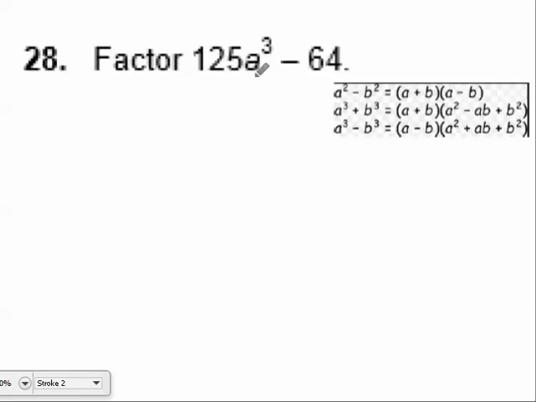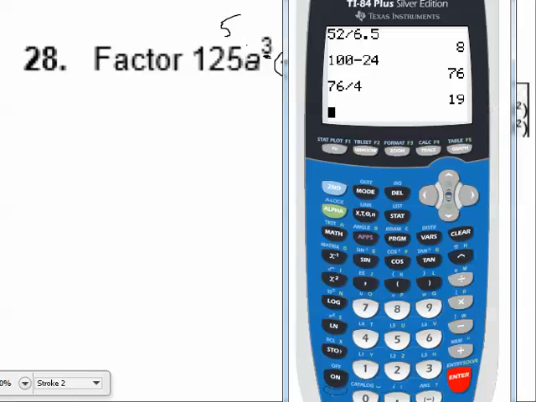I'm looking at this one and it says factor it. I see the cubed there, so I'm thinking it's a difference of cubes. That means I use this formula right here. Well, the cube root of 125 is 5. The cube root of 64 is 2. Isn't it? No, it's 4. 4 times 4 is 16 times 4 is 64. Now I'm confused.